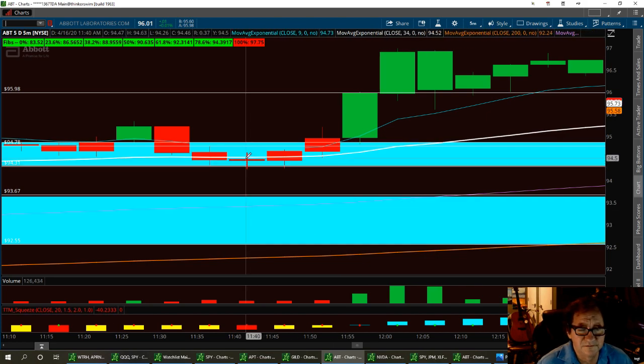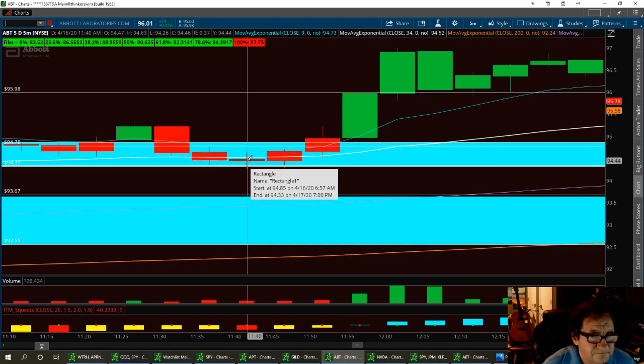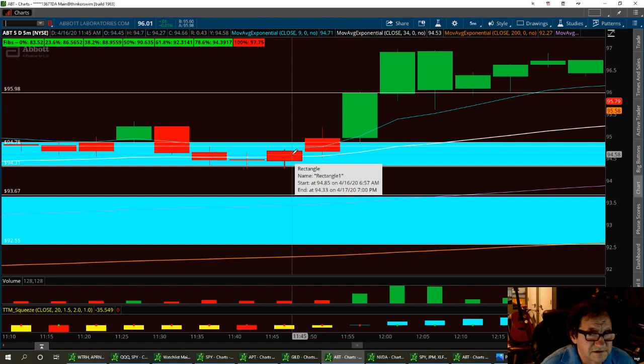But that's something you watch out for. You look for that doji, then you look for that next candle, and this is on a daily 1 minute, daily five.